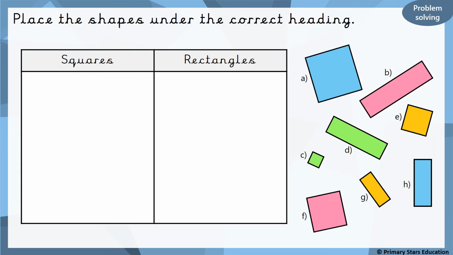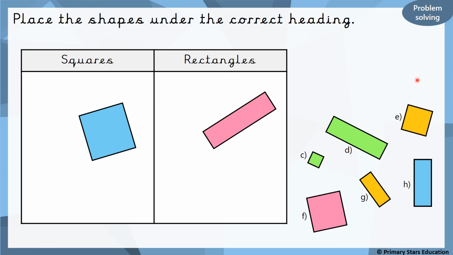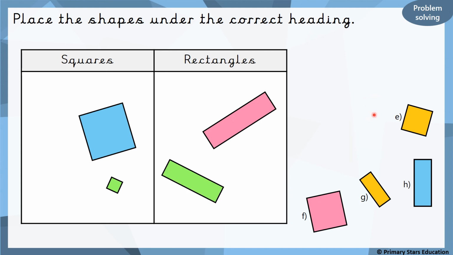I have 8 shapes and 2 groups. One of my groups is squares and in my other group is rectangles. Can you sort my shapes into the two groups, squares and rectangles? Shape A is a square. Shape B is a rectangle. Shape C is a square. Shape D is a rectangle. Great job. Shape E is a square.